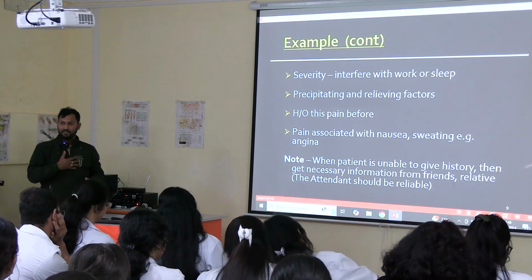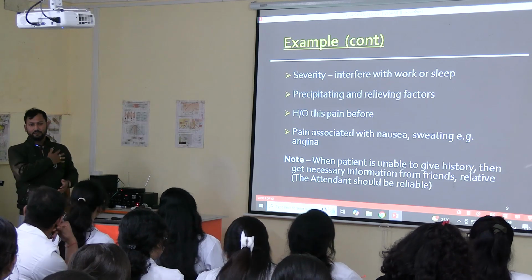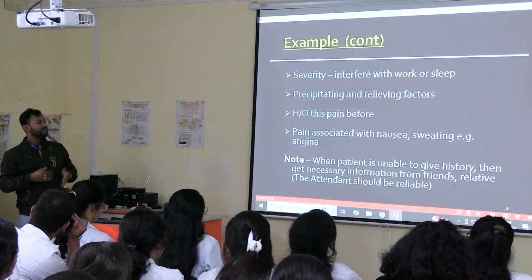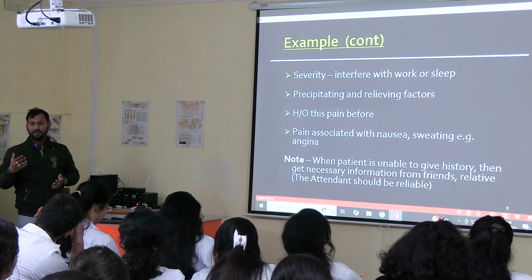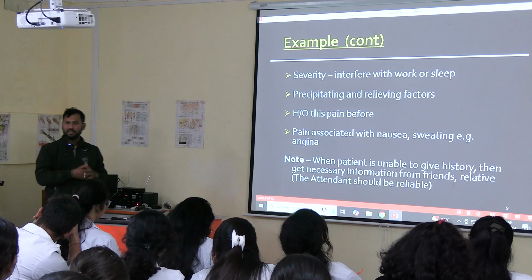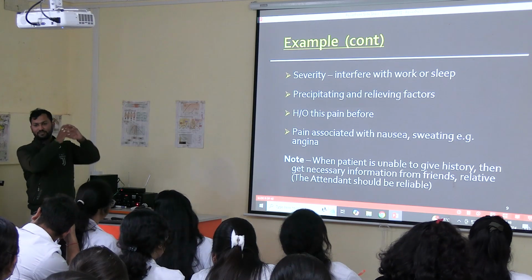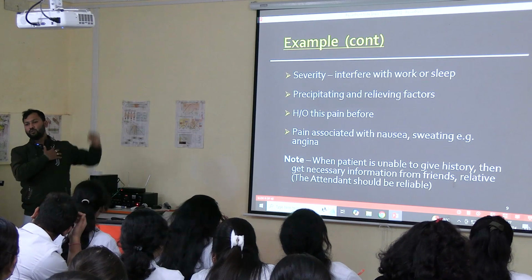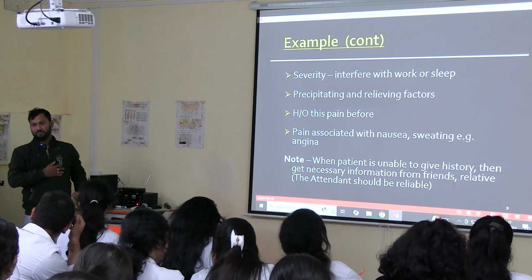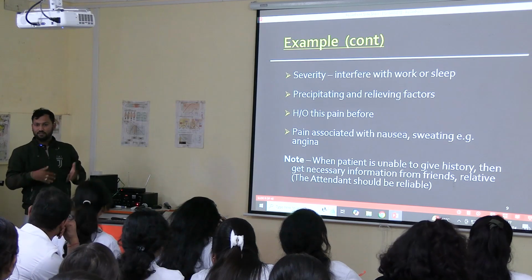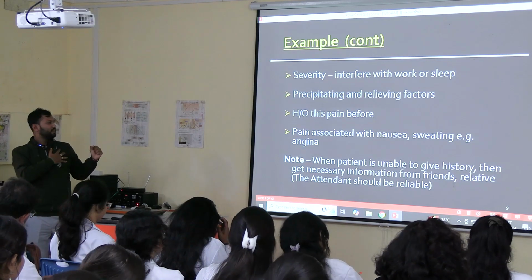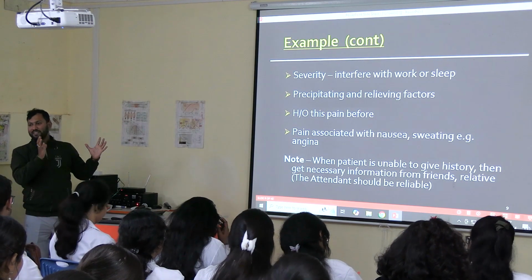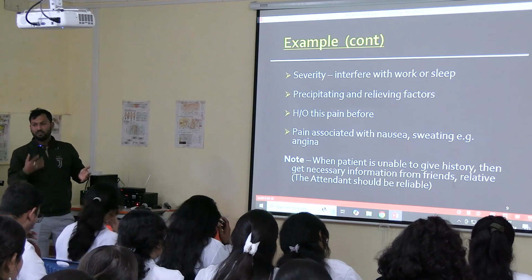In angina, pain will be associated with nausea and sweating. When there is pain in the heart, in the left side of the chest, it is accompanied by nausea and sweating. Normally, if you are doing hard work, or you have carried a heavy object, or you have pulled a muscle, there is some muscle spasm. That will not cause sweating or nausea due to pain. That is mostly due to muscle spasm, with tightness in the muscle. So that will not cause nausea or sweating.